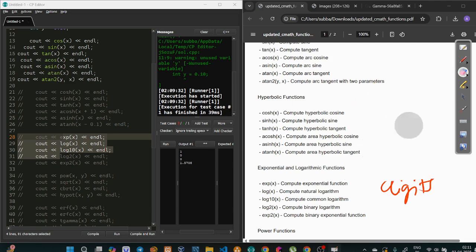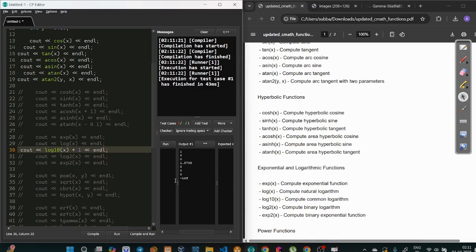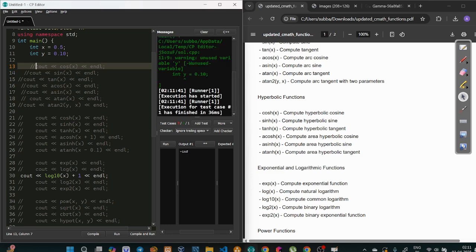So let us do it once again here. If I go down, log base 10 of x plus 1. Let us see the number of digits that this x has. It has negative infinity. Why is it giving me this? Oh wait, I need to make this a comment. It's giving me negative infinity here because if you plug in 0.5, log base 10 of it is not defined, so it's basically giving you negative infinity.